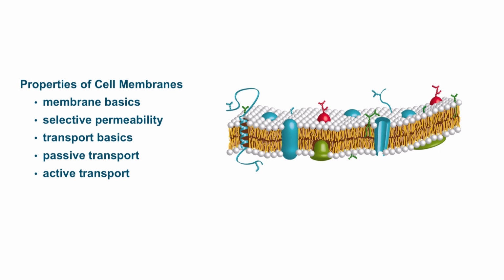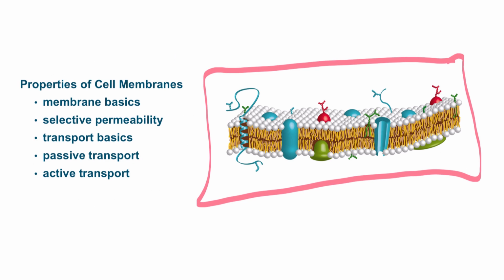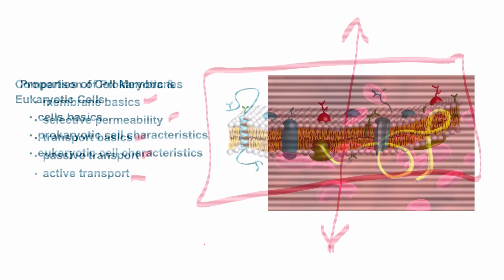And in the second unit, we'll talk about cell membranes. This picture here is a great cross-section of a typical cell membrane, and you can see that there are lots of different things inside the membrane. So we're going to talk about what some of these things are. We'll get into membrane basics, what selective permeability means, the basics of transport, or in other words, moving things from one side of the membrane to another. And we'll talk about active and passive transport.